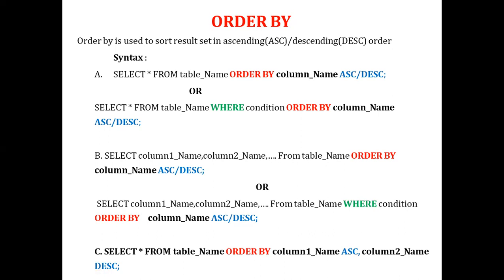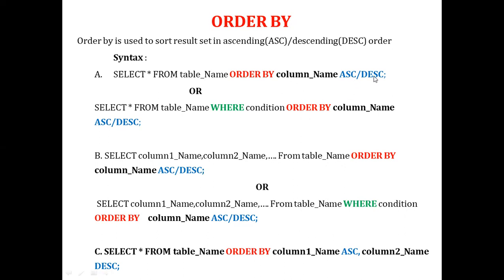Firstly, the category over here is for the whole table. First of all, SELECT * FROM table name. Then you can apply ORDER BY in either of two ways: individually, or in conjunction with the WHERE clause. After mentioning the table name, use the keyword ORDER BY, then the column name on which you are interested in performing the sorting operation.